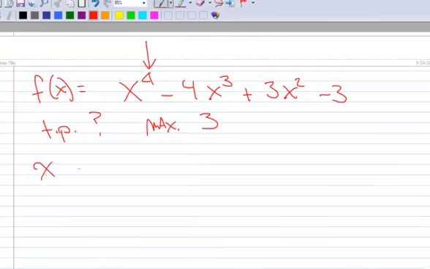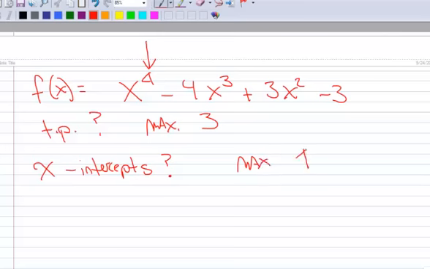How about the x-intercepts? When you look at your chart, if we have a degree 4, we're going to have a maximum of 4 x-intercepts. How about the end behavior? Can you tell what the end behavior is? Well, the leading coefficient is positive, and it's a degree 4. So the end behavior is positive, positive. And I can tell all that just by looking at the equation.